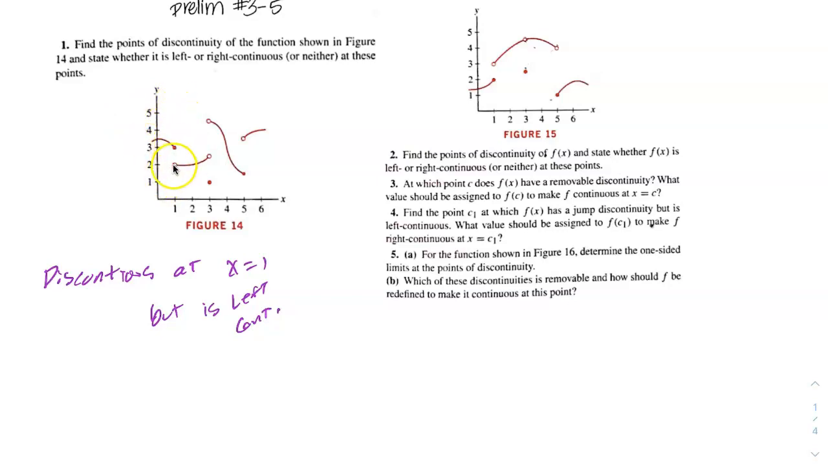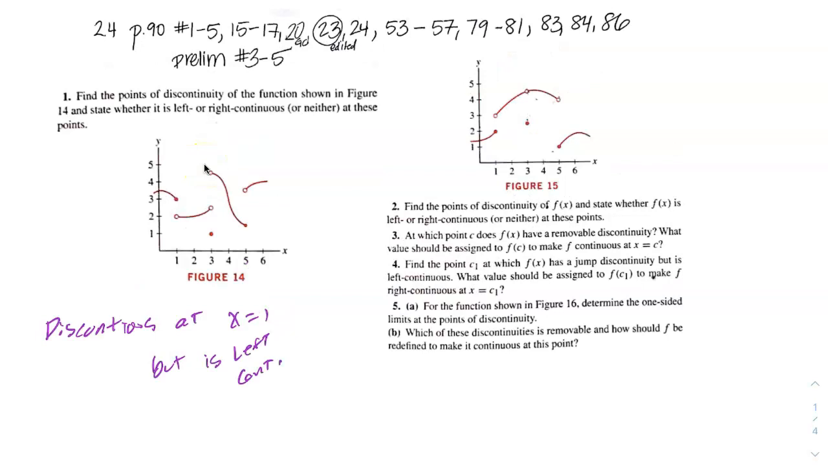So again, it's not continuous there. It's continuous from here to here, right? It's all nice and solid. I could draw that perfectly. Then we have an issue again at 3. So it's discontinuous at x equals 3. And in this case, it's neither.